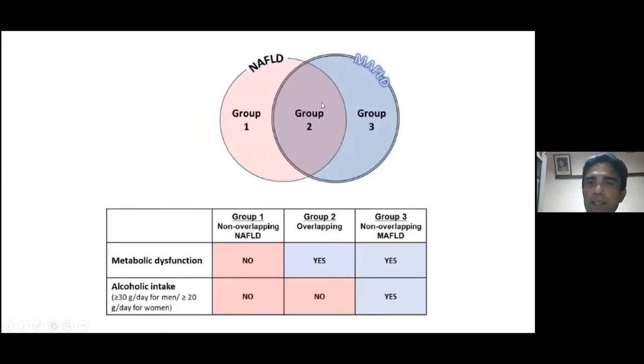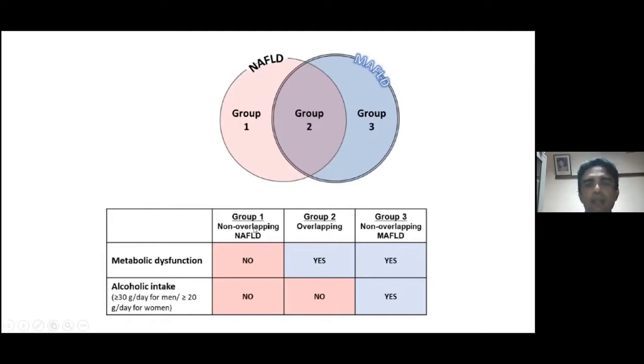After the advent of this new term MAFLD, people with fat in the liver were divided into three groups. The first category is non-alcoholic fatty liver disease that does not qualify for the criteria to be diagnosed as MAFLD. The second category is the overlap group. The third category is people who qualify for the criteria for metabolic dysfunction associated fatty liver disease and who do not fulfil the criteria of NAFLD.